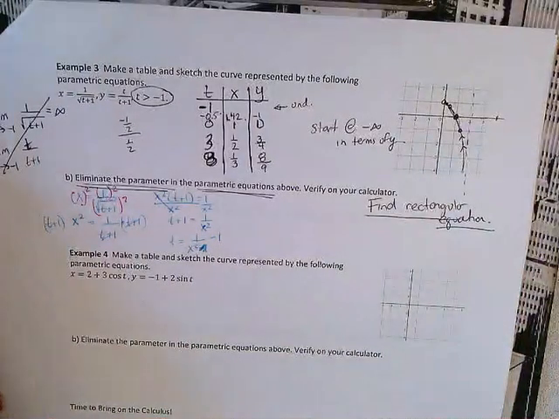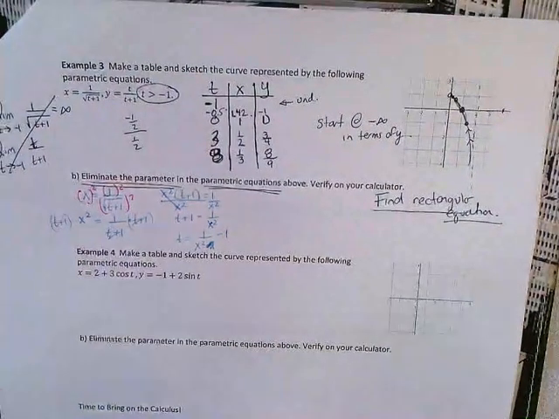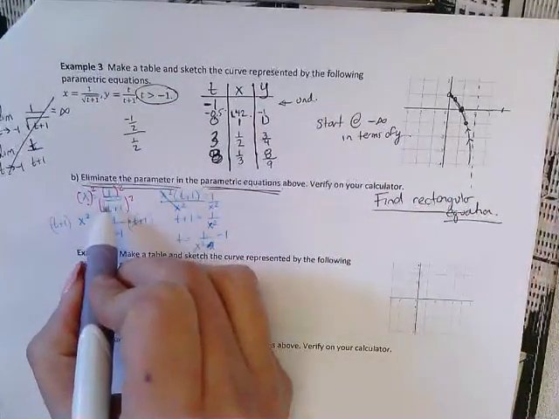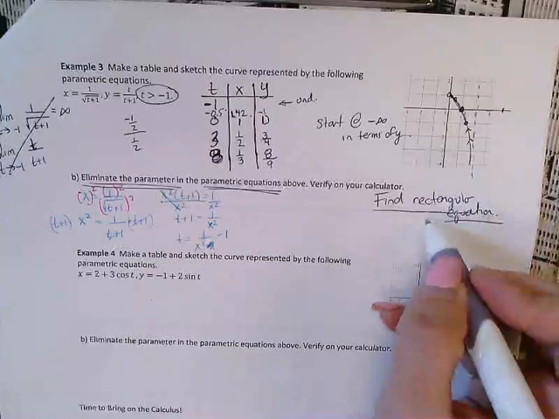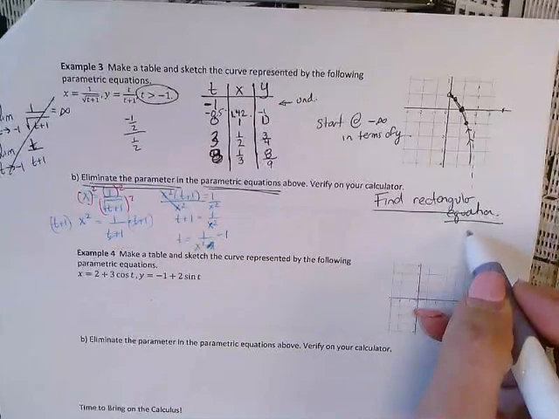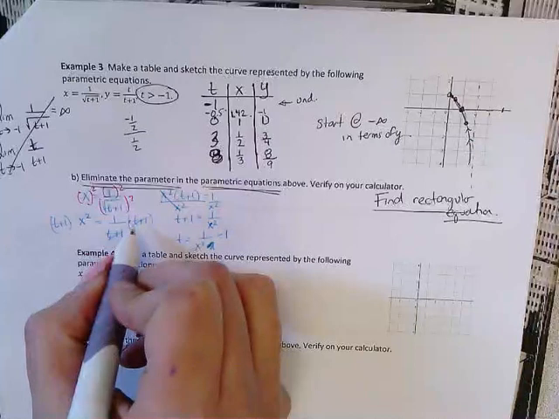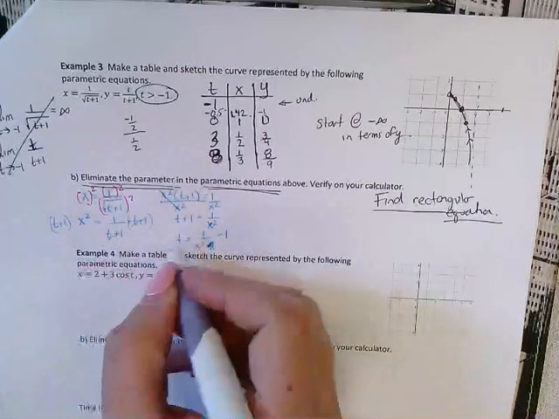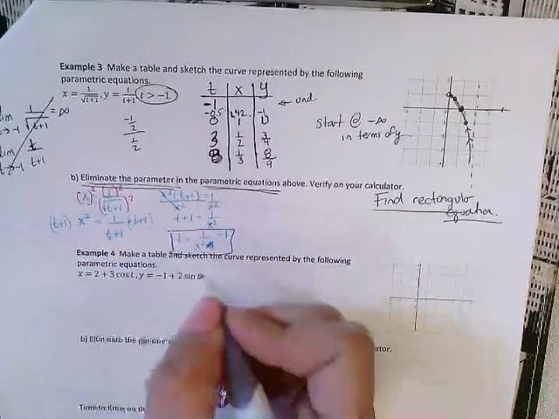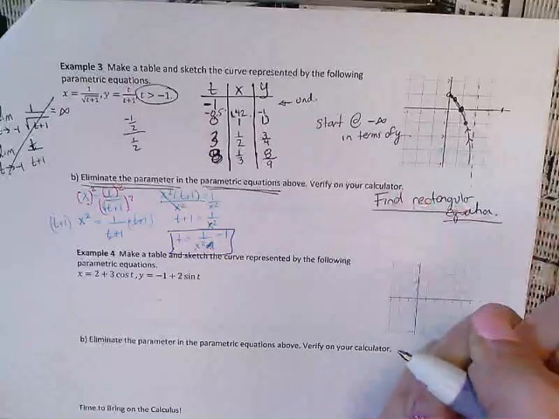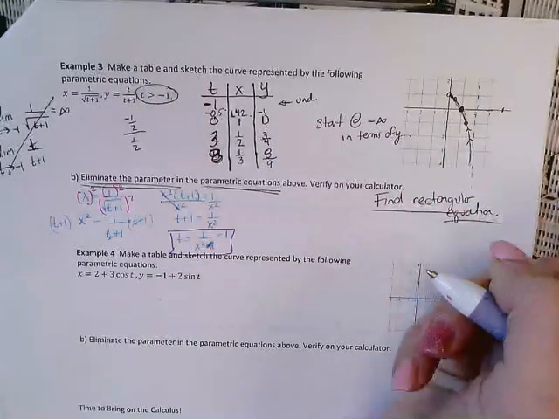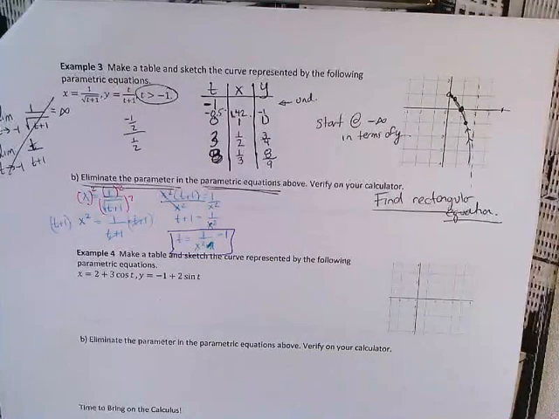Alright, so I have to restart the video because I got interrupted in the last one, but here we were eliminating the parameter, which basically means find the rectangular equation. That just means eliminate the t. So here the first thing I did is I picked one of the two equations and I solved for t. So there's my t equals 1 over x squared minus 1. You guys can pause the video to see how that was done.